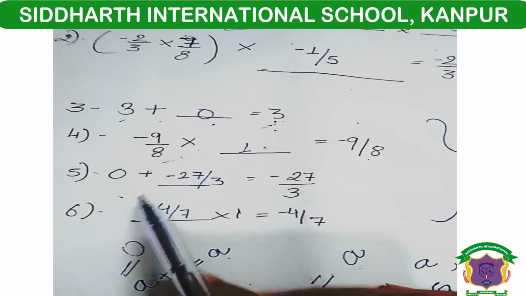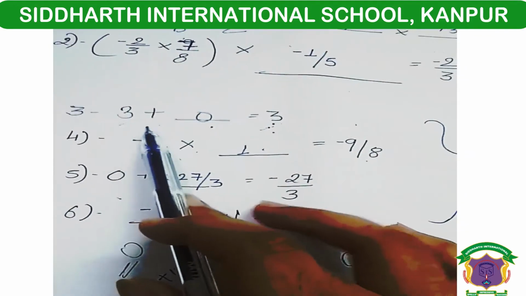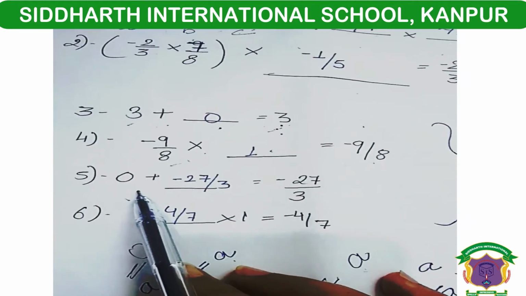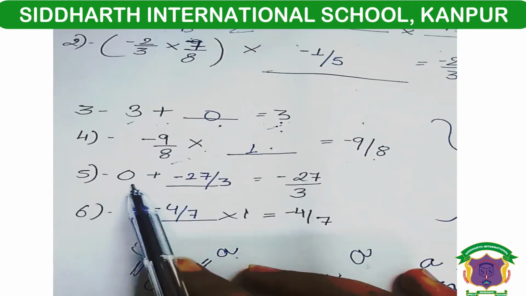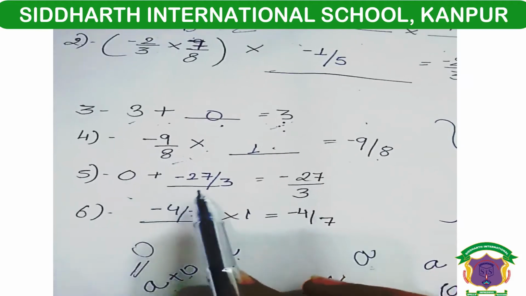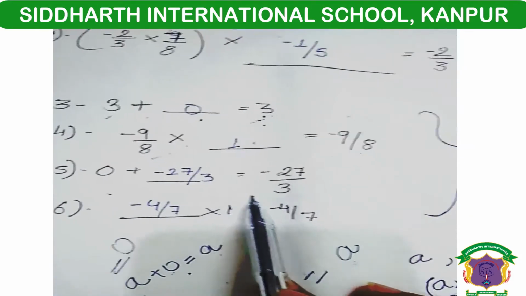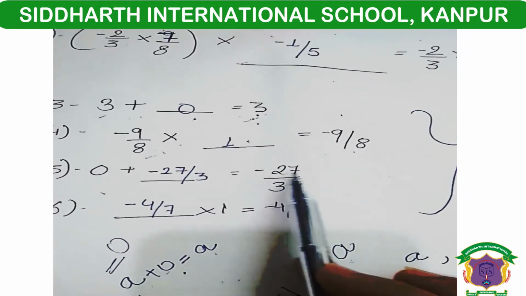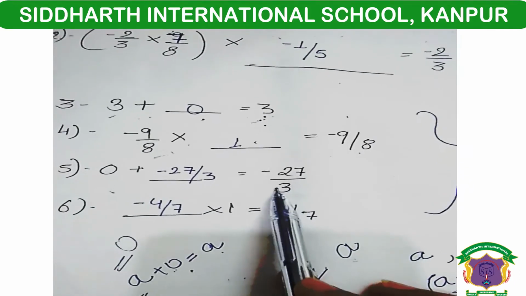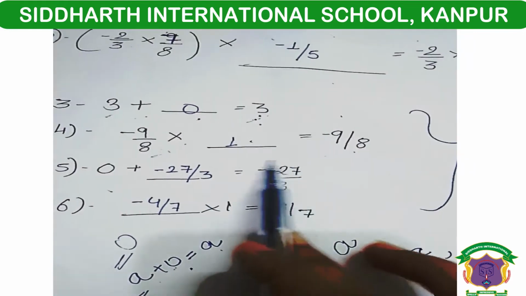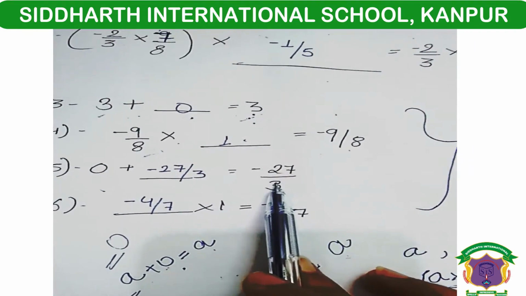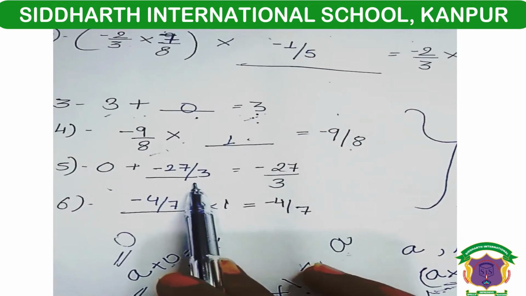Again, using the same property that we used in question number 3, special property of 0, what is it? We are adding 0 and we are adding some number to 0 and what value is coming? -27/3. This is your value. So what must have been added to 0 to get this value? Easy children, this same number must have been added.